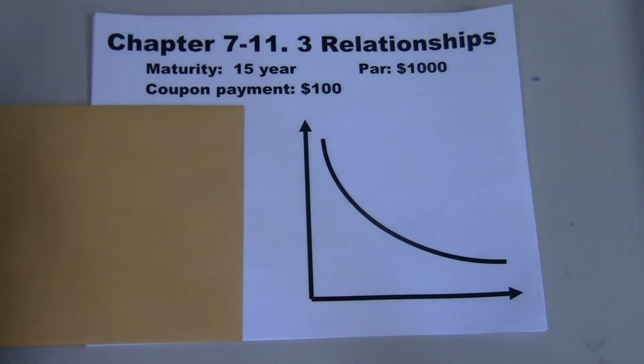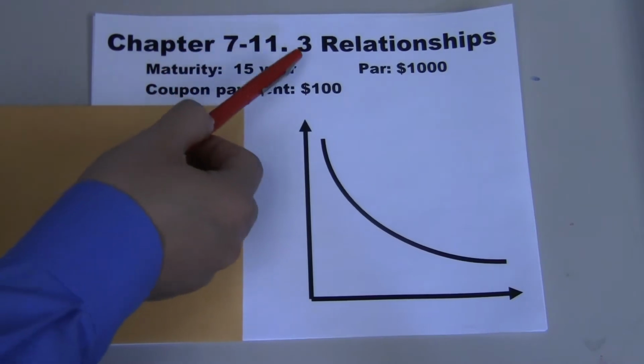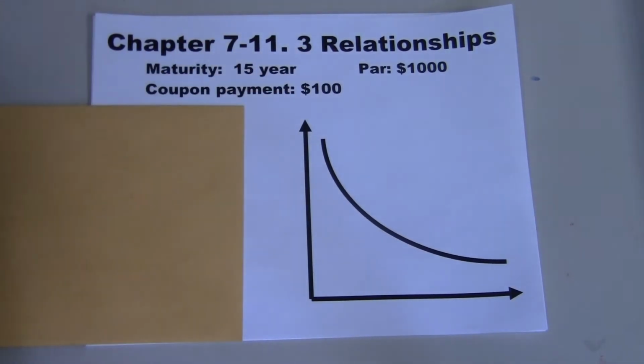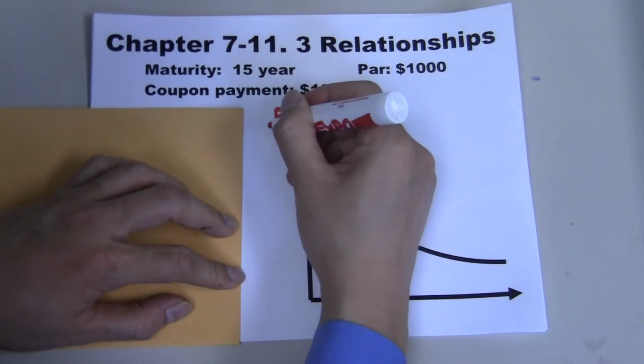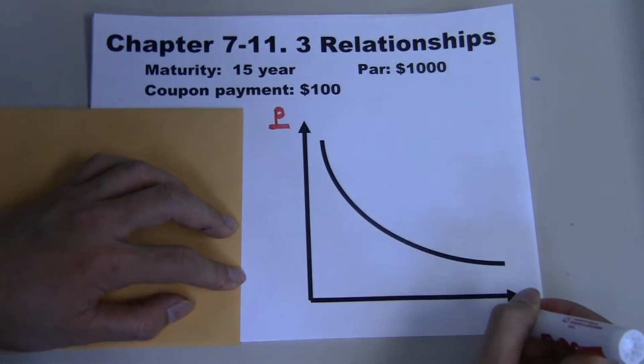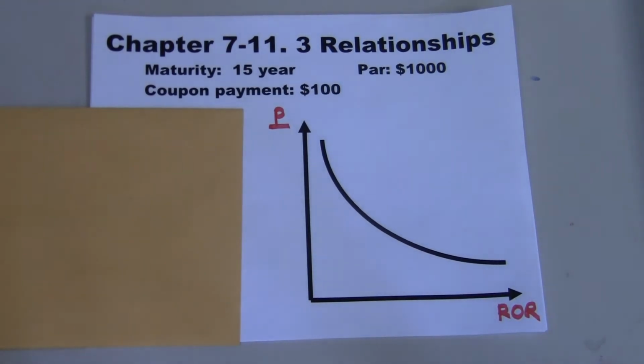Hello everyone, this time we look at question 11 in chapter 7, and we will also discuss the three relationships between price of the bond and the required rate of return, ROR.